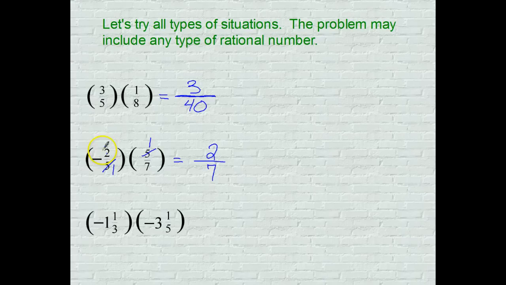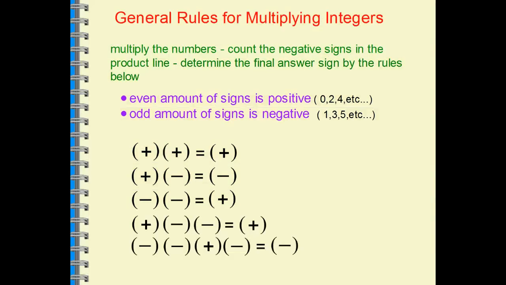And we have a negative in here. So a negative times a positive. If we go back to our chart, a negative times a positive is right here.